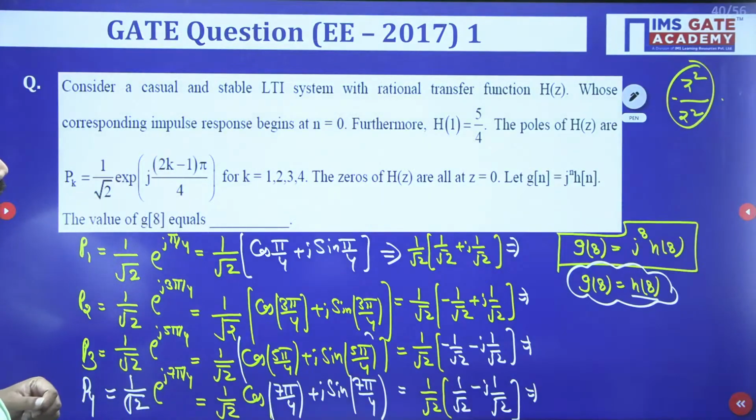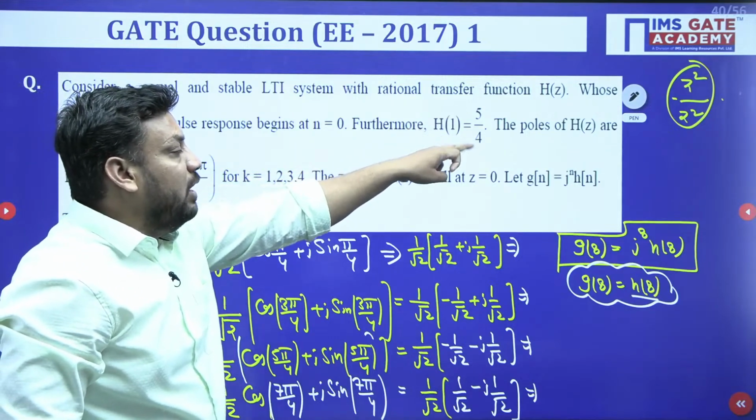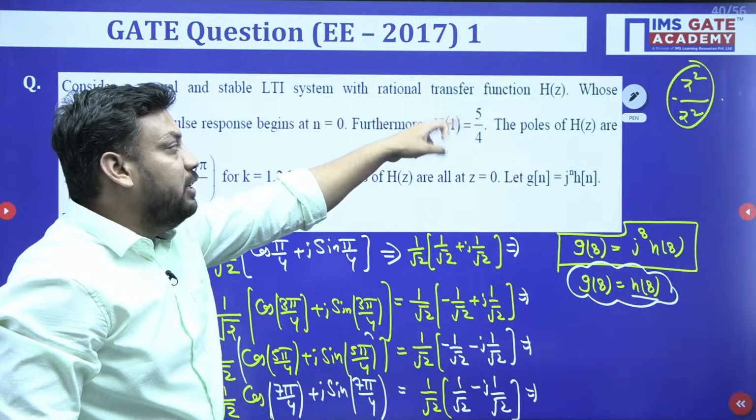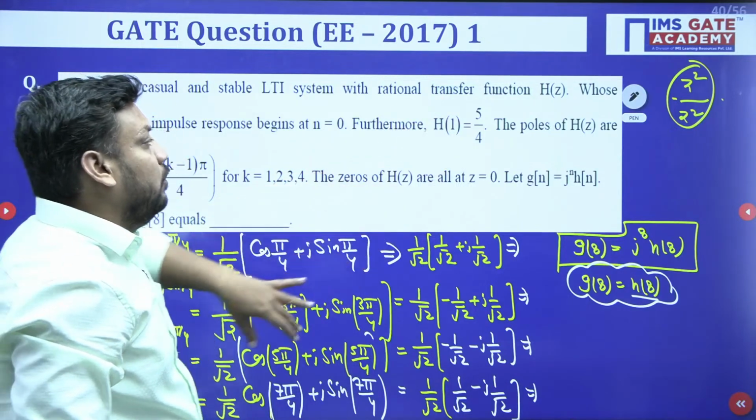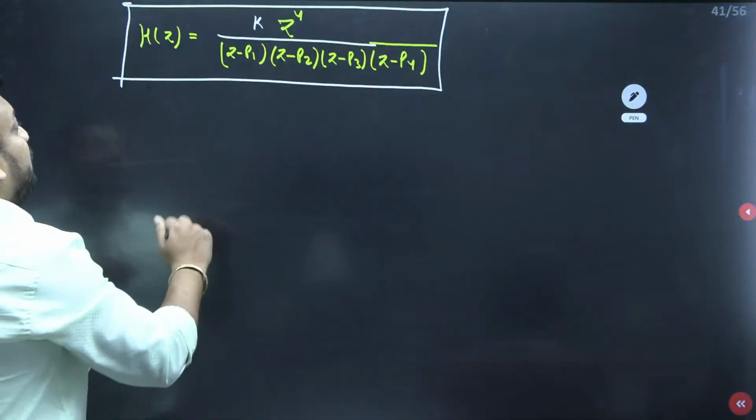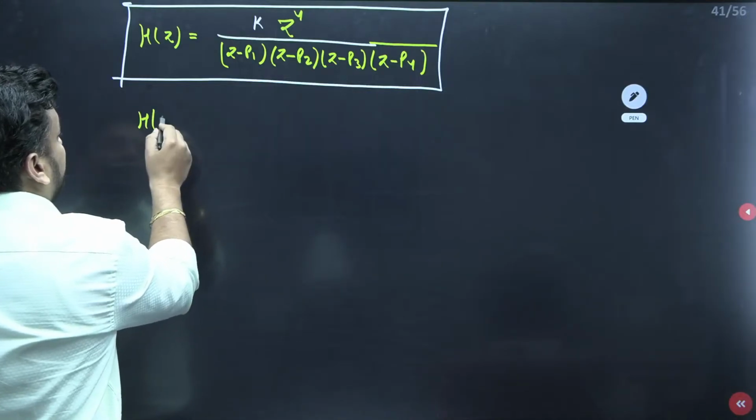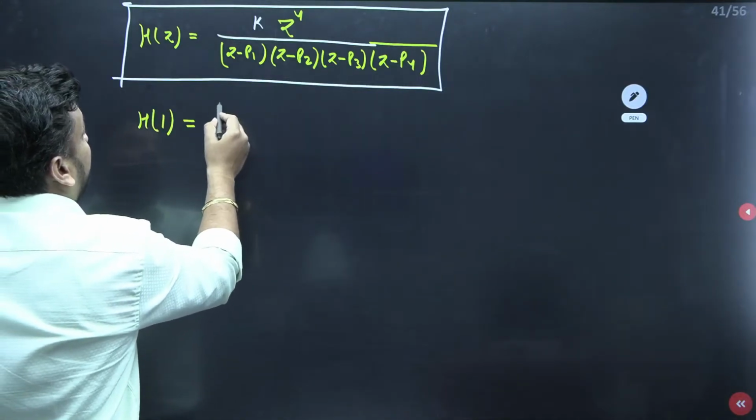Now what should I do? I have H(z). Can I put z equal to 1? Because here it is given that capital H(1) is 5 by 4. So it means, guys, that we should write z equal to 1 here, and we should write this H(1).